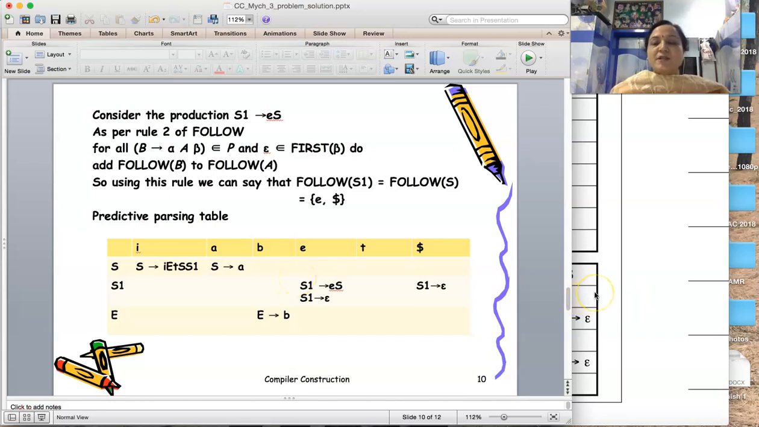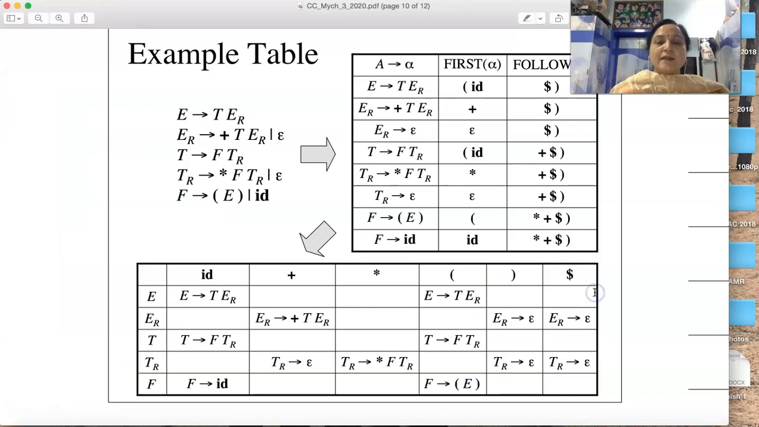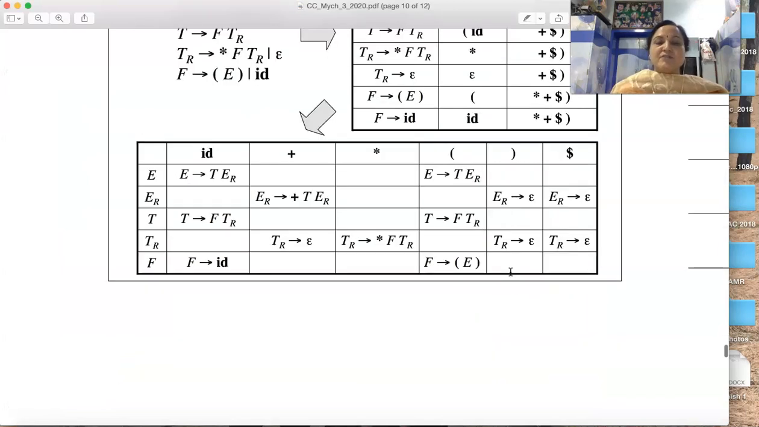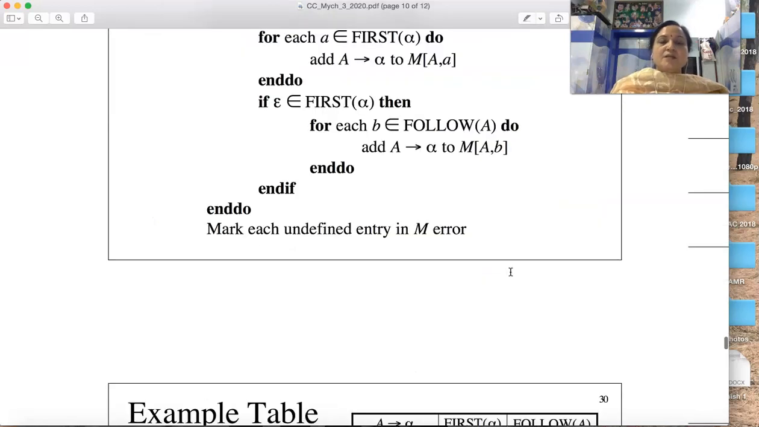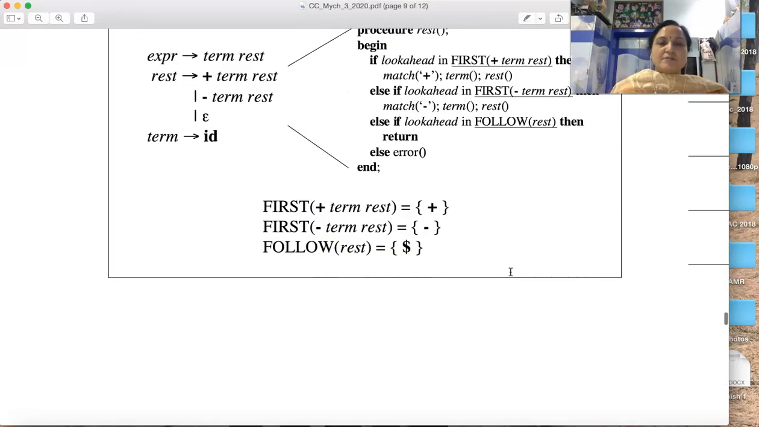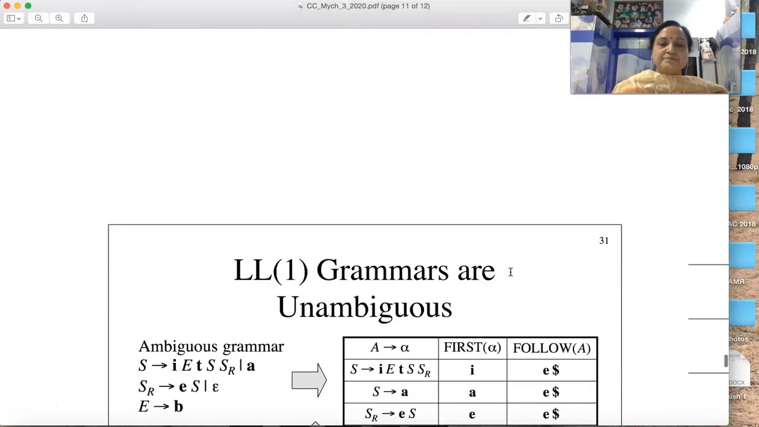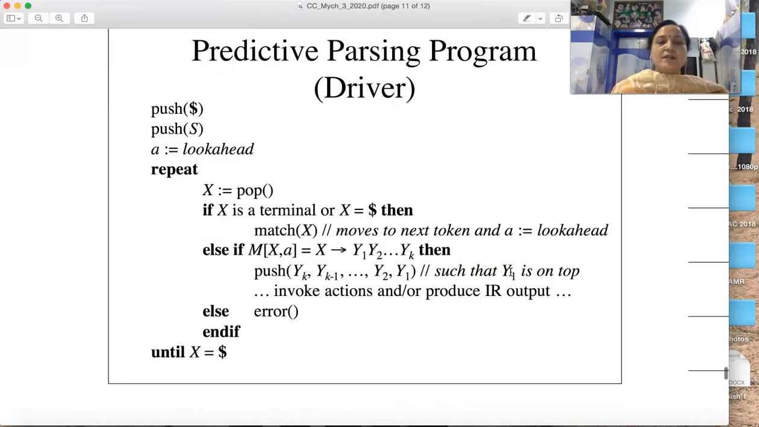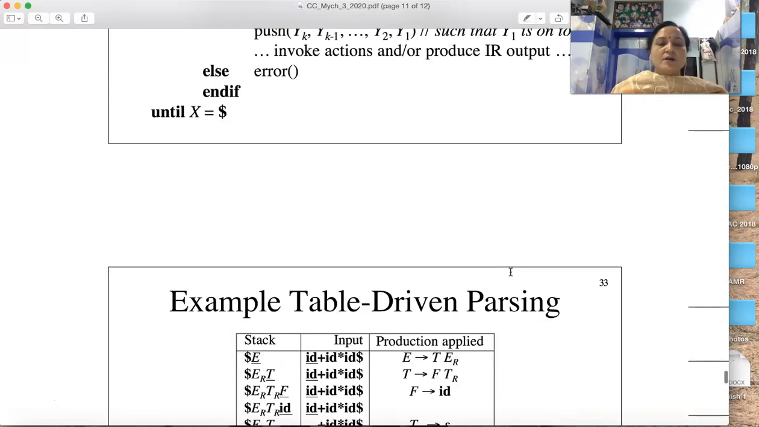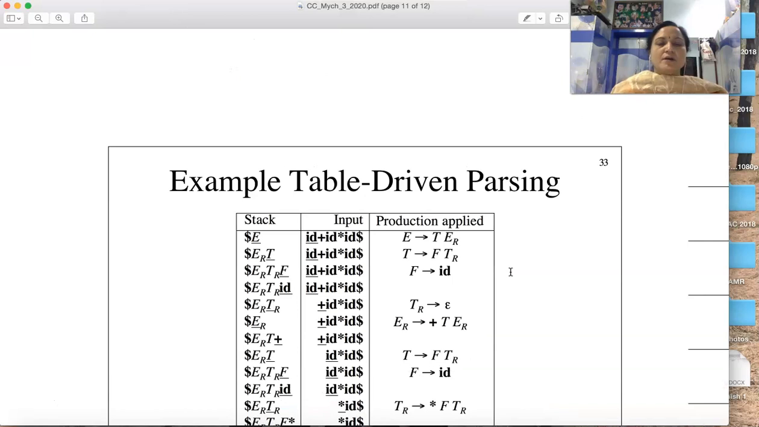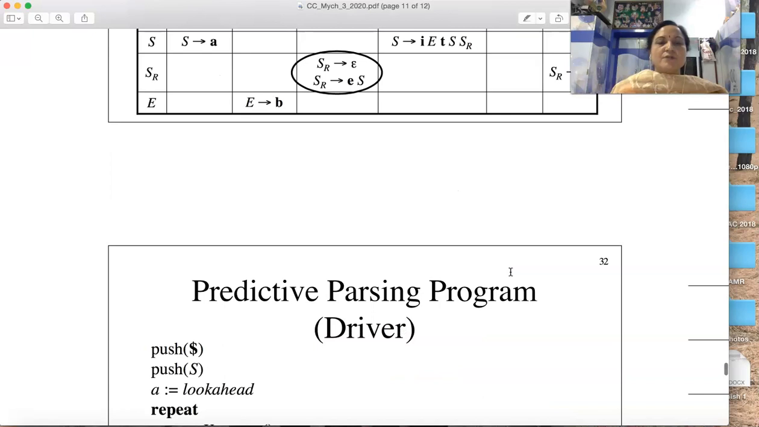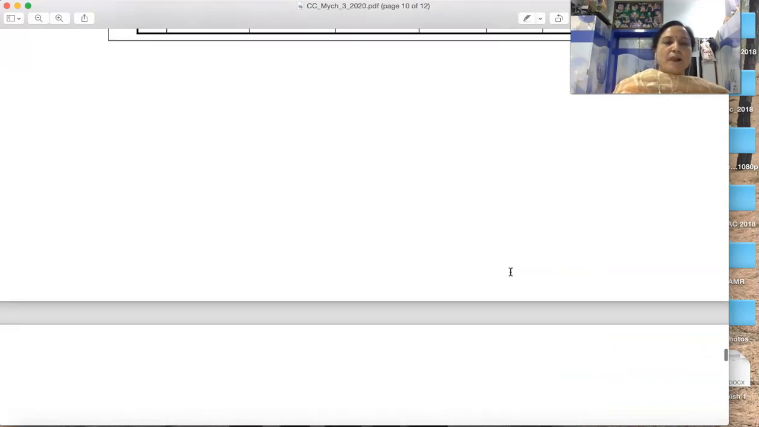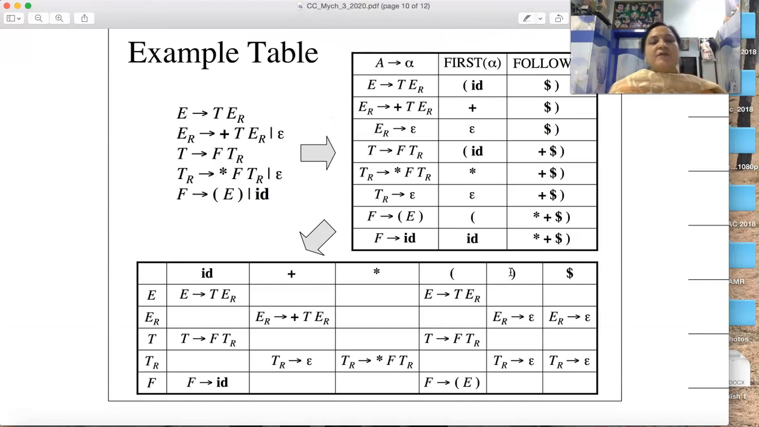Now I would like to explain the entries on the stack for the example which we have already seen. See how exactly the parser works. For this example we have already seen that E tends to TE dash. For this problem, instead of E dash, they are written here in the PPT as ER. ER and E dash are the same, so it is the same grammar.